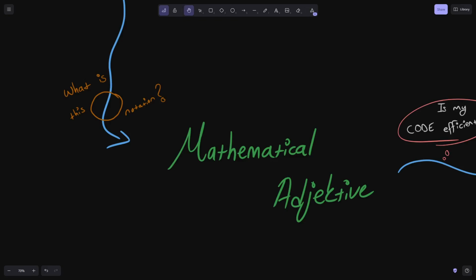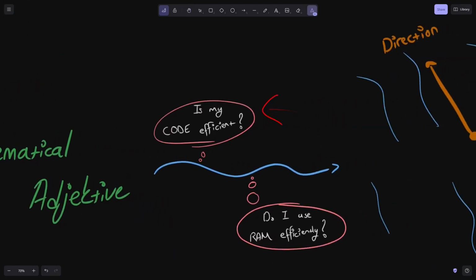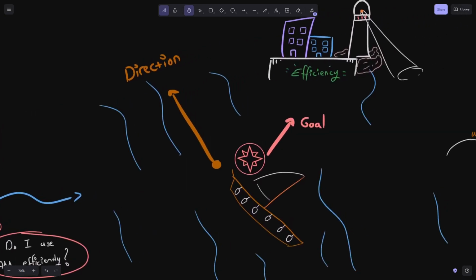Okay, this basically means mathematical adjective. Just as adjectives describe nouns, big O notation describes the characteristics of our algorithms. We can ask the following questions about our algorithm and learn their answers using big O notation. Like, is my code efficient enough? Or do I use RAM efficiently? For these reasons, we can think of big O notation as a compass that indicates the efficiency harbor.